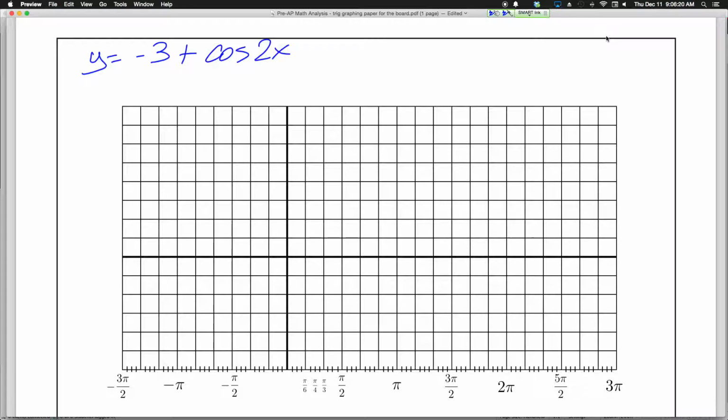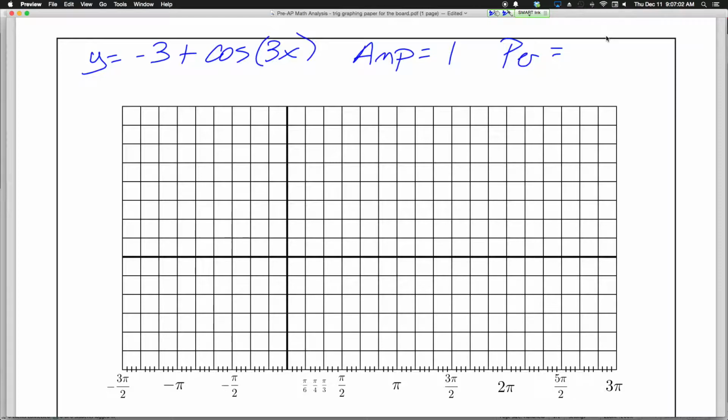Oh, that's 3x, not 2x. All right, y equals -3 plus cosine of 3x. All right, amplitude. 3, 1. 1. Why is it 1? There's not a number directly in front of cosine. If there's not a number directly in front of cosine, it's understood to be 1.